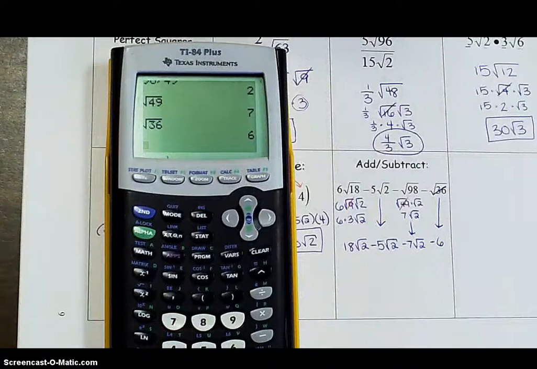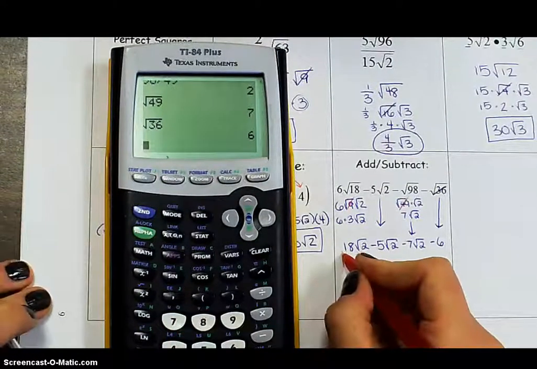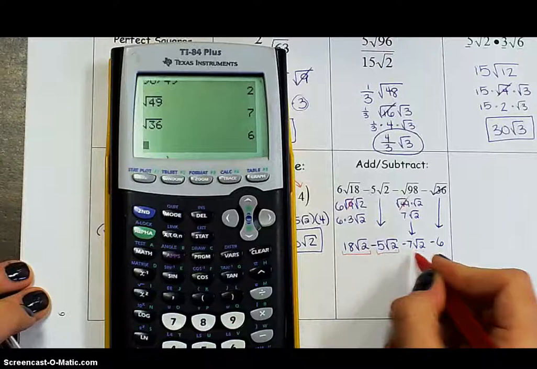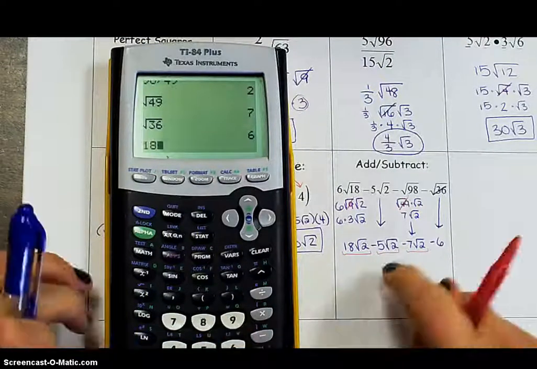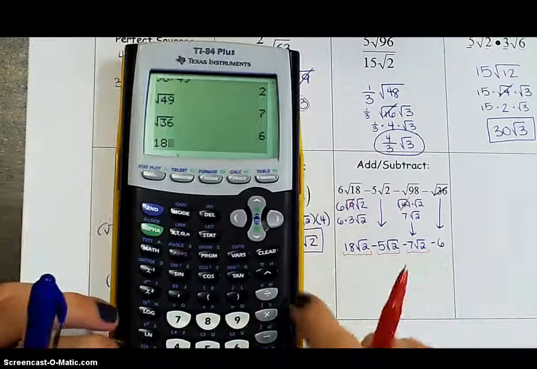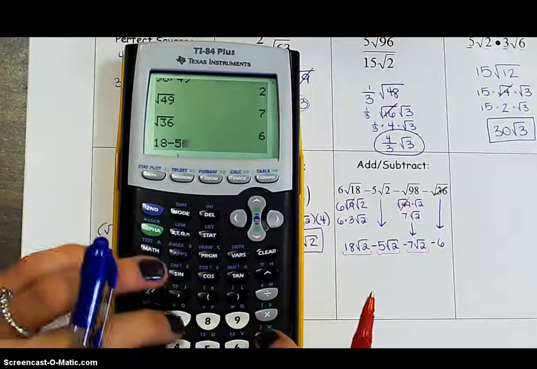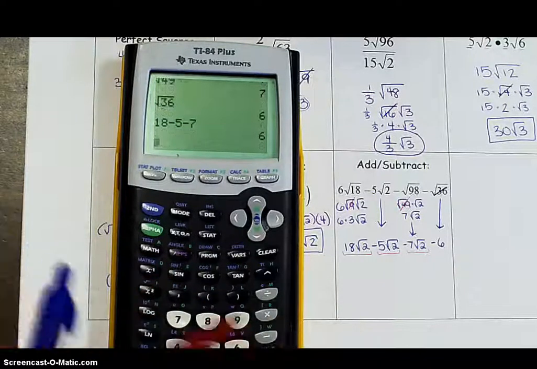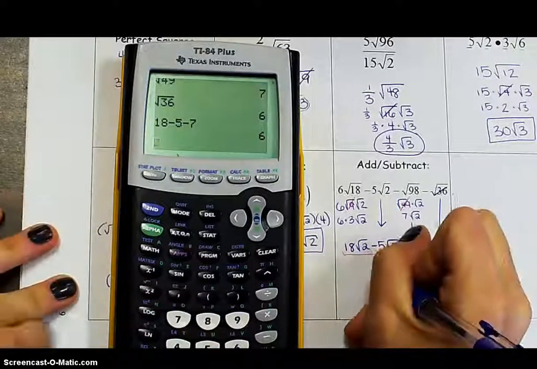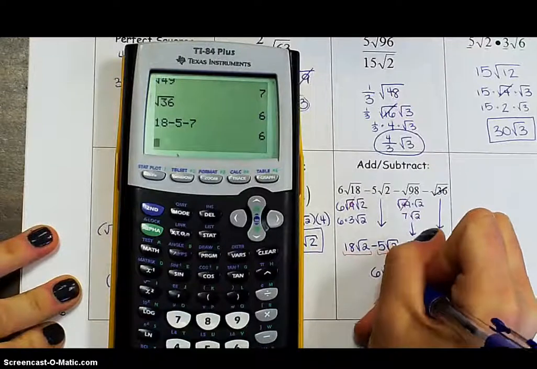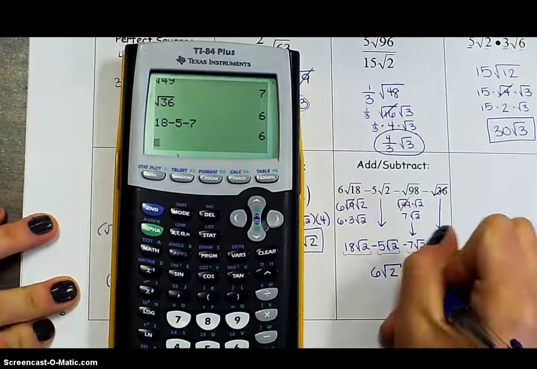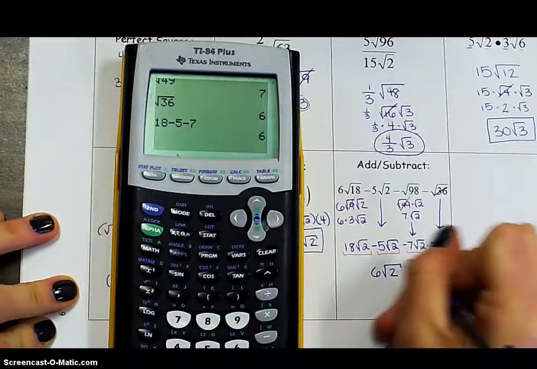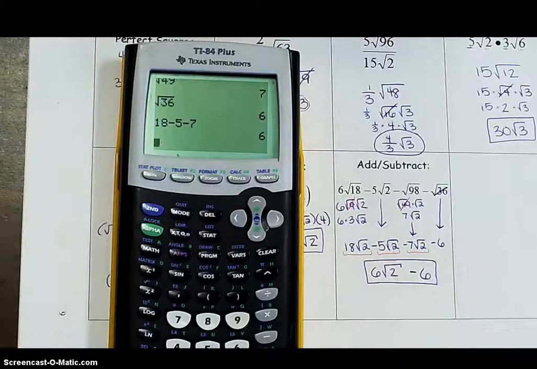Now we get to combine like terms, and you can only add or subtract them if they have the same radical. So 18 radical 2, 5 radical 2, 7 radical 2, we can combine those. So you combine them by adding or subtracting just the coefficients. So 18 minus 5 minus 7, and we get 6. And the radicand stays the same, radical 2. And now this is a whole number, there's no radical there, so it just stays the same, minus 6. And that's your final answer.